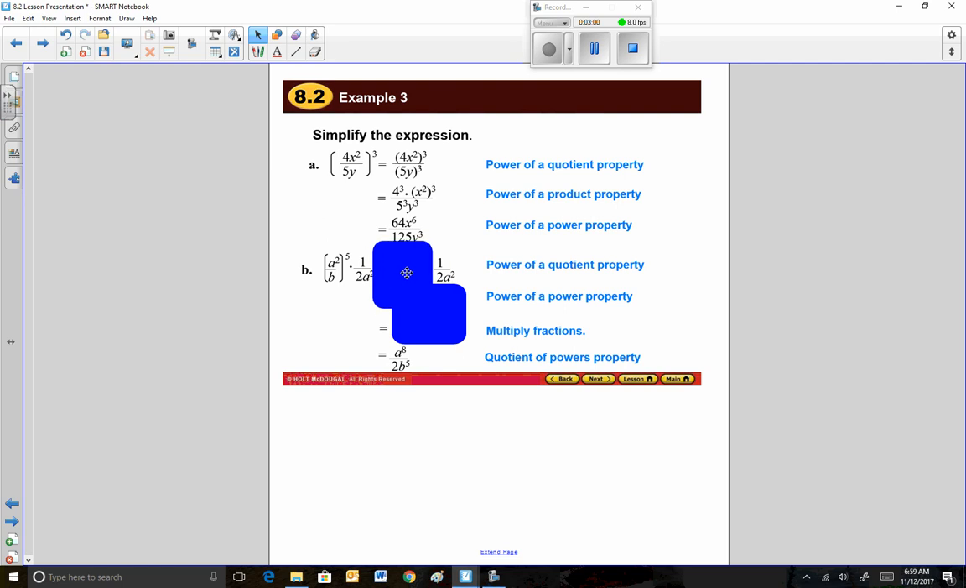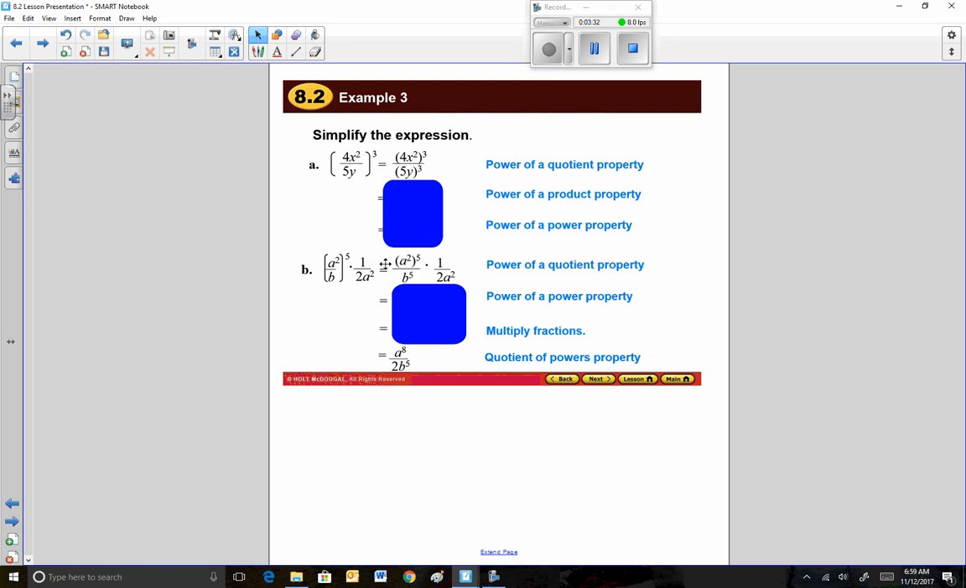So there, 4 to the 3rd power, 4 times 4 times 4 is 64. And 5 times 5 times 5 is 125. And notice that we have 3 times 2, so we have x to the 6th power and y to the 3rd. Well, these are actually fairly simple to do, but there's a lot of steps to remember. Just try your best. All right, part B. We have this entire term inside here has to be raised to the 5th power. And then we have times 1 to the 2a to the 2nd.